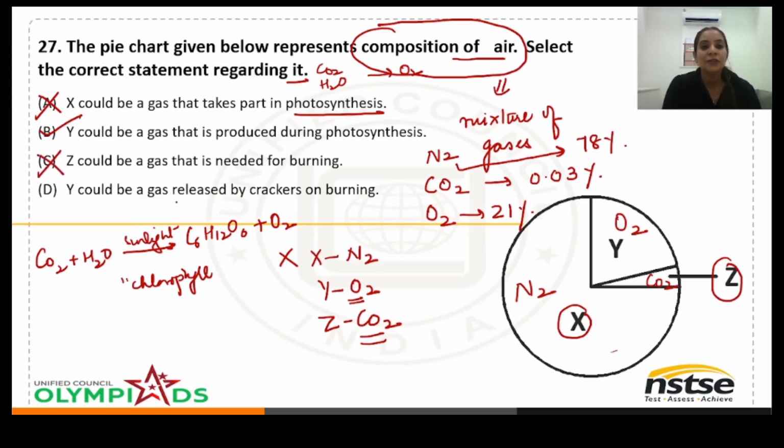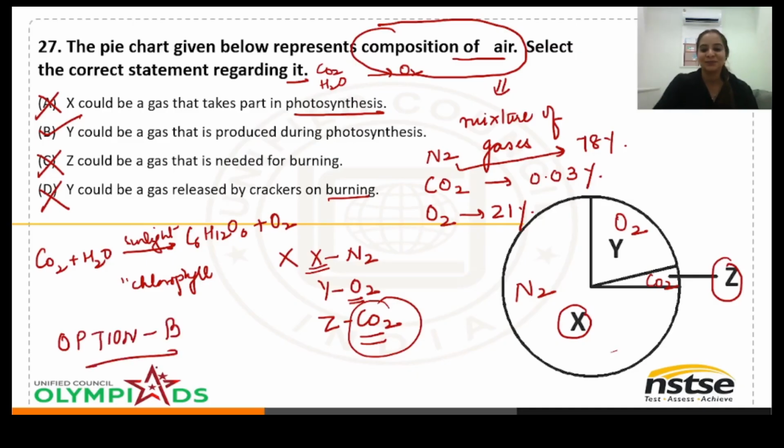Y could be a gas released by crackers on burning. So whenever we are burning something, what do you get? On burning, you get carbon dioxide. So that means this statement is again incorrect. So which one is right out of all? Only option B is the correct answer.